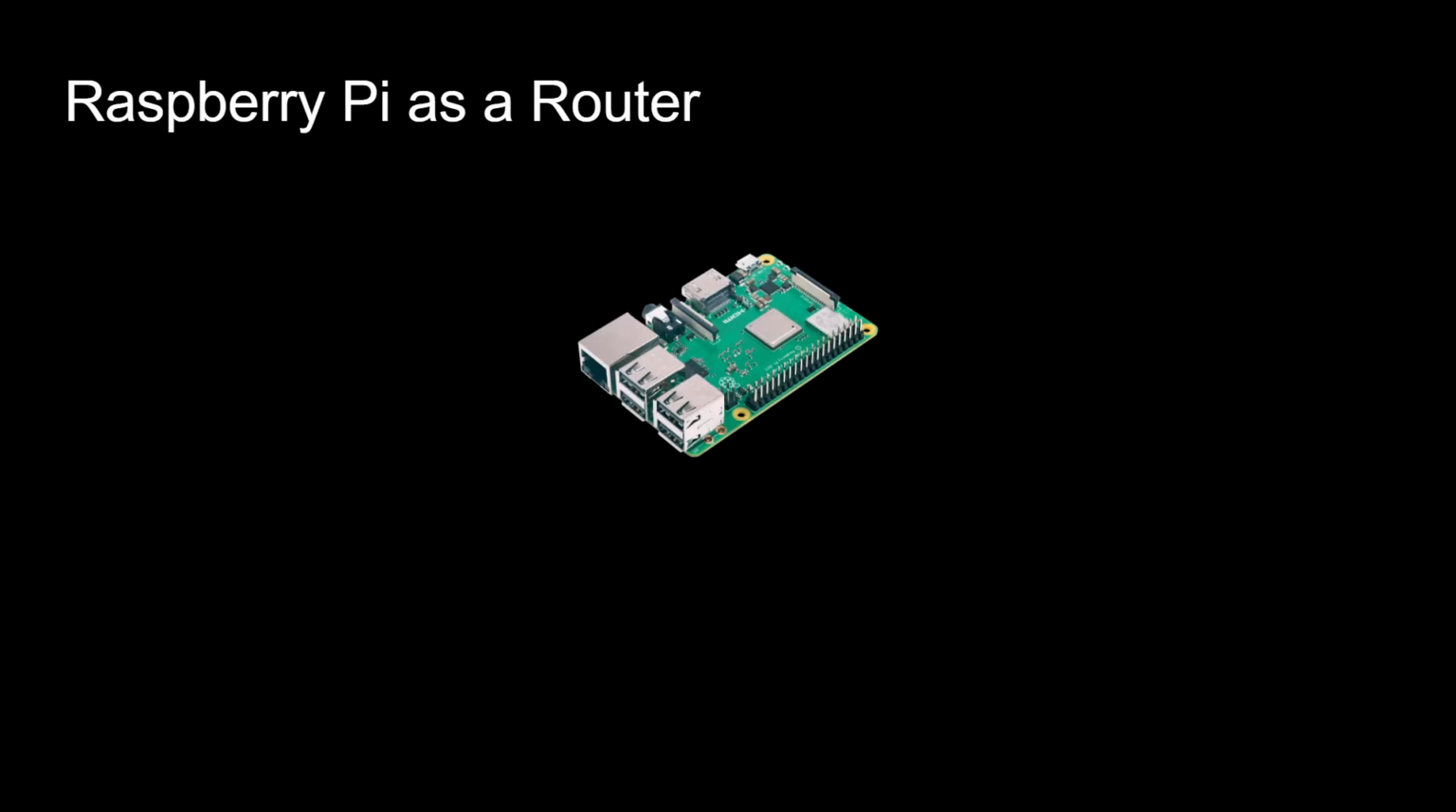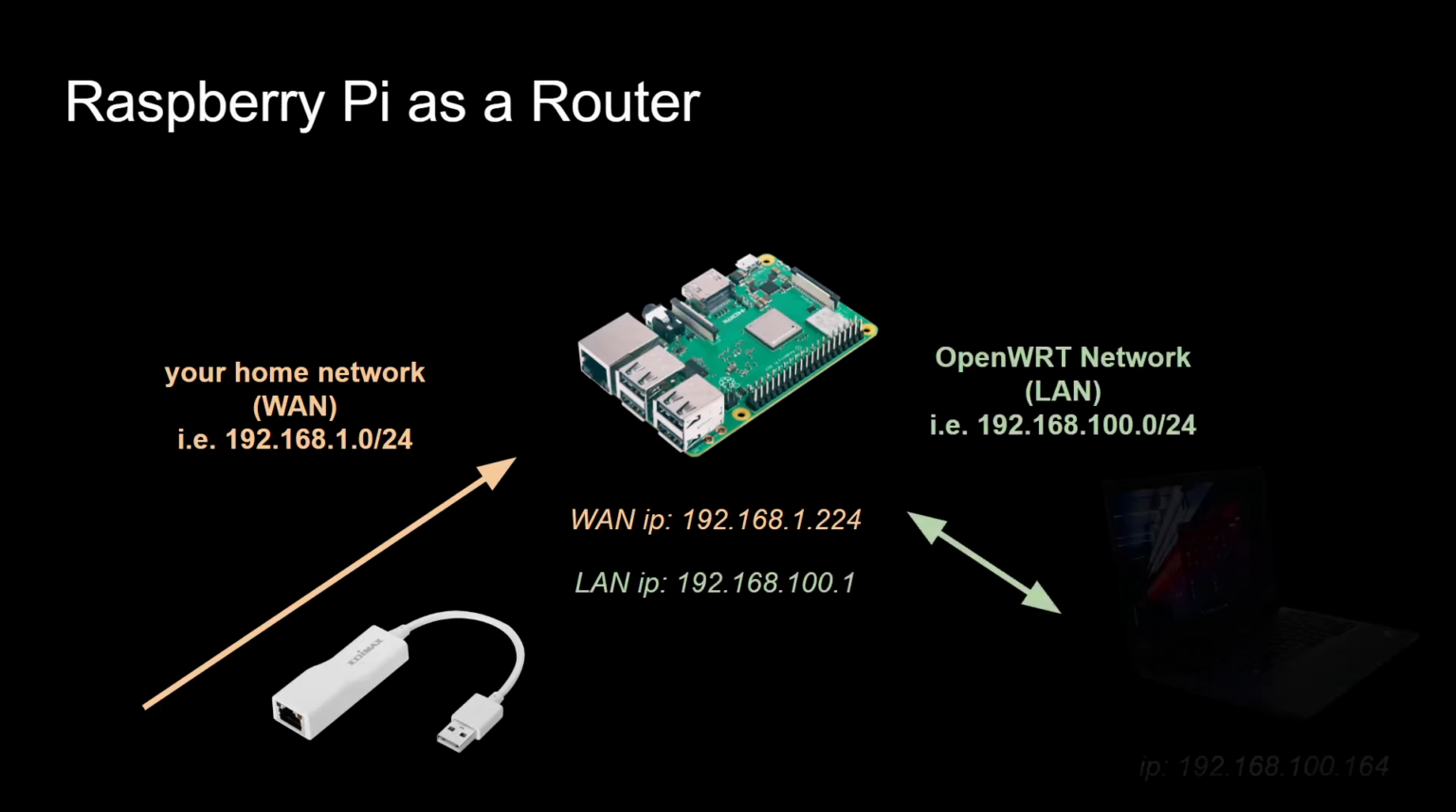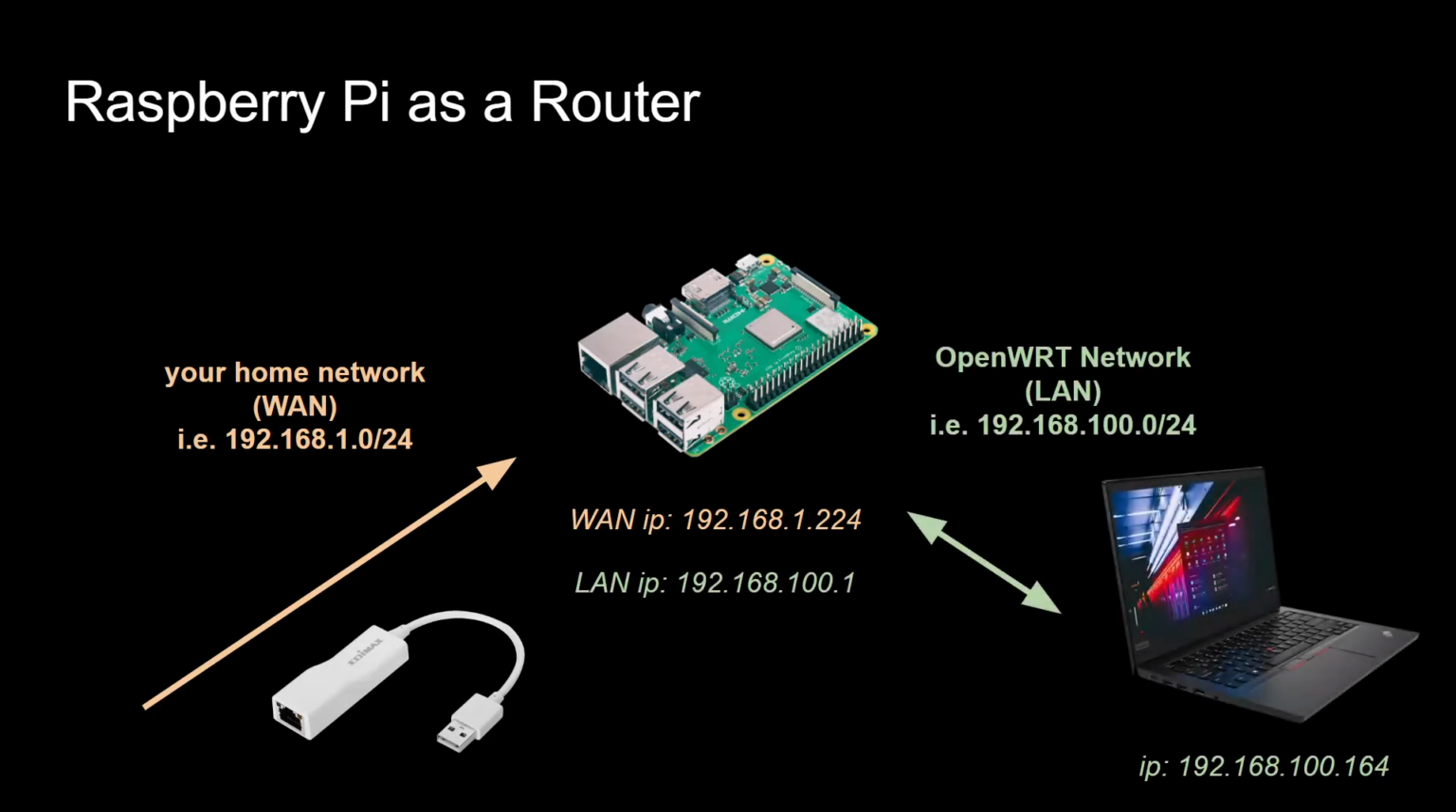Our Raspberry Pi acting as a router will initially have two network interfaces. The first will be the physical Ethernet port, which we will use for the OpenWRT LAN, and the second will be exposed with a USB to Ethernet adapter. The USB to Ethernet adapter will be plugged into your network at home. We will call this the WAN or Wide Area Network interface. The physical Ethernet port on the Pi will be called the LAN interface or Local Area Network.